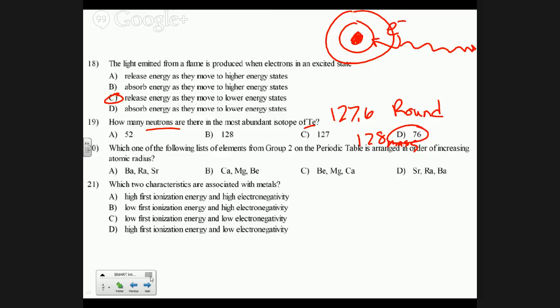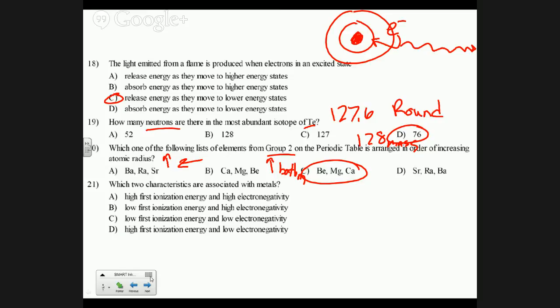Which one of the following lists of elements from group 2 on the periodic table is arranged in order of increasing atomic radius? So you've got to remember it gets bigger as you go to the left. Largest ones are on the left. But we're looking at group 2. For group 2, the biggest ones are on the bottom. So the size goes up at the bottom, right? Because we're adding more energy levels. So which one follows that pattern? Choice C.